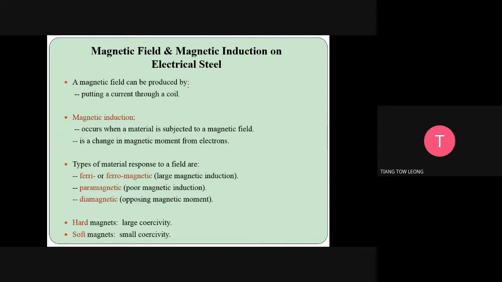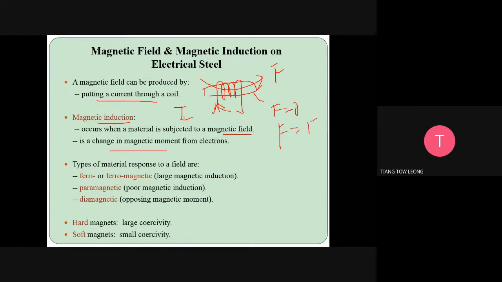So a magnetic field can be produced by putting a current through a coil. So when we put a coil, and then we give a current, and then we will have a field. That's it. Then magnetic induction occurs when the material is subjected to a magnetic field. It is a change in magnetic moment from the electrons. Well, if I say I have a bar here, initially field is 0, but if let's say I put a current, then the field becomes 1 Tesla. Then this is called induction.